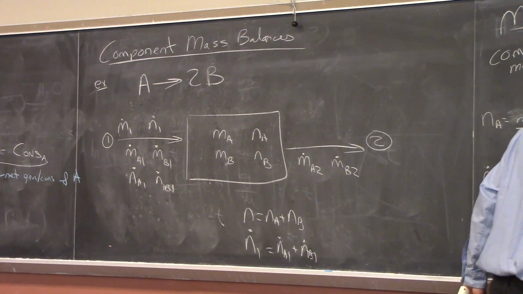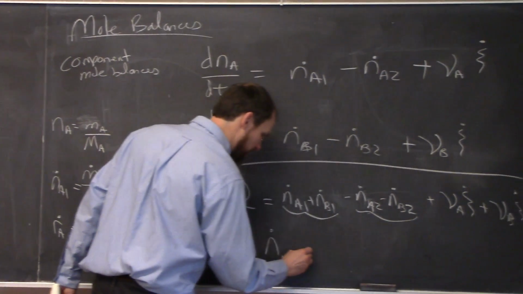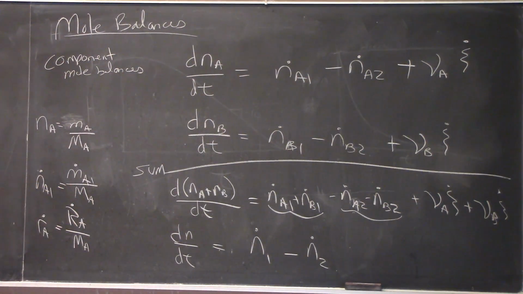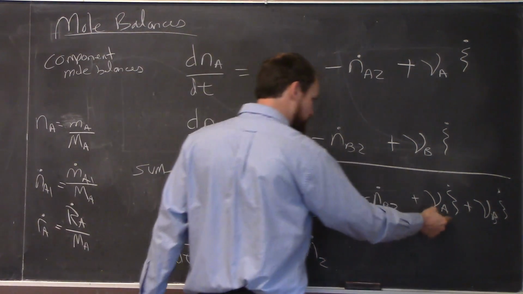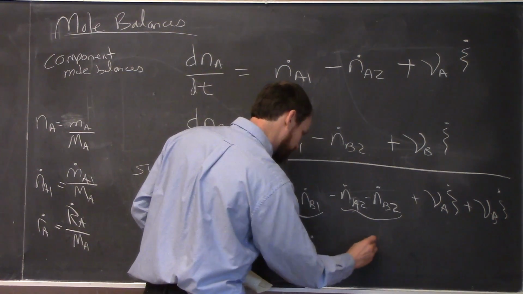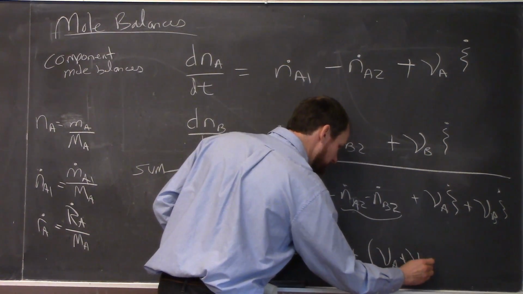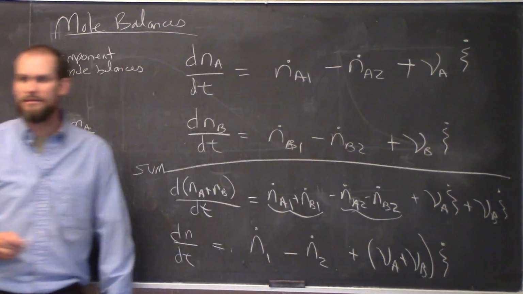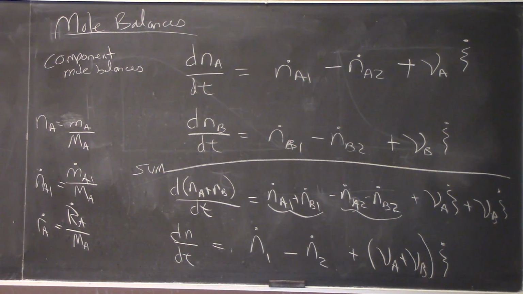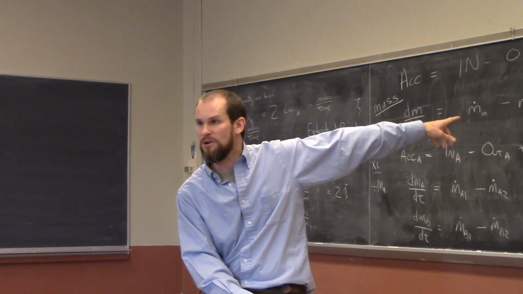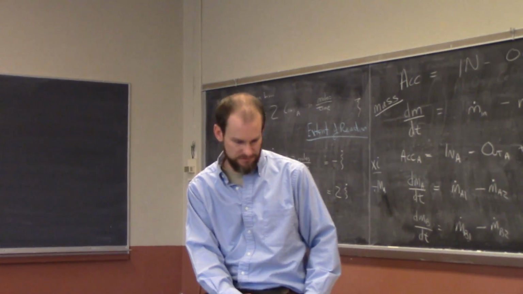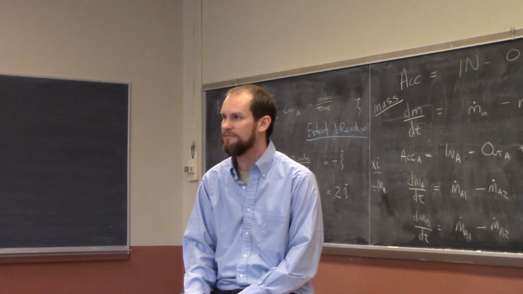So I take these two together, and n1 dot. Same thing for the outputs, minus n2 dot. So now the change of moles in the system is the molar flow rate coming in stream 1 minus the molar flow rate coming out in stream 2, plus nu A plus nu B, times xi dot. So the total moles in the system is moles in minus moles out, plus we could have moles generated or consumed. In this case, if we go from 1 mole to 2 moles, every time we have a reaction, for every xi dot moles of reaction, we generate stuff.